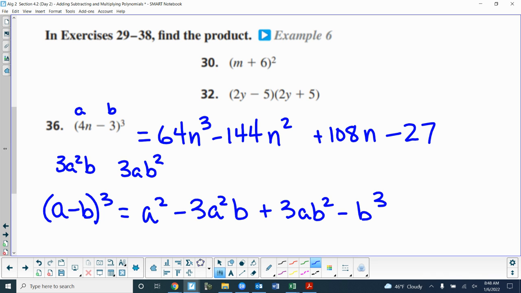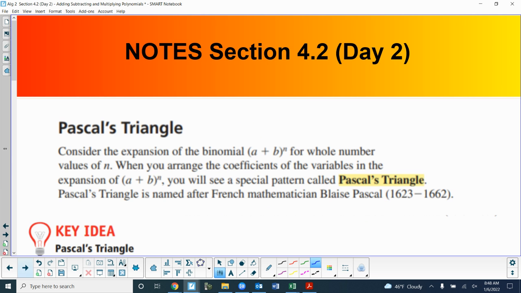All right, any other questions on the homework? All right, like I said, we're going to learn a different way today to do number 36. And you might like it, you might not, okay? Let's see how we do, all right? So we're going to talk about Pascal's triangle today. This helps us figure out how to do these, what we call binomial expansions.